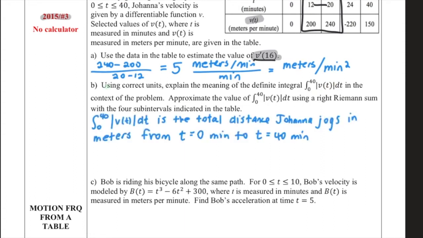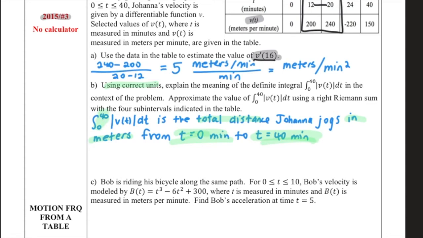This has also asked me to use correct units. So here's my total explanation. It's the total distance Joanna jogs in meters. So that is the units part. From t equals 0 minutes to t equals 40 minutes. Whenever you explain an integral, you have to include 3 things. Number 1, what it is, that's the total distance. Number 2, the units, that's the meters part. And then number 3, you have to say what the limits mean in the context of the problem, and that is just her time interval.